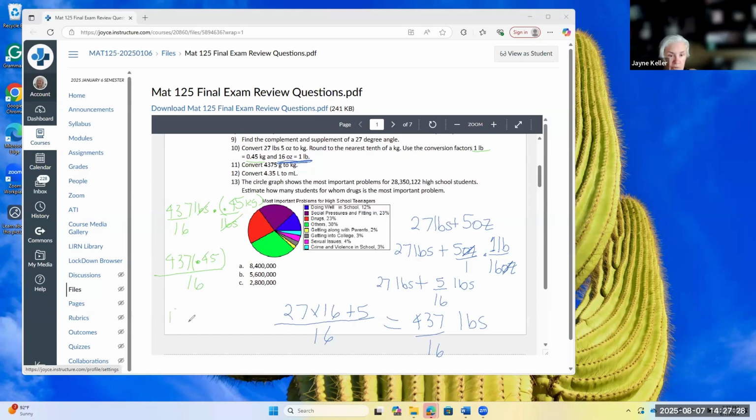And I get 12.290625, and it tells me to round to the nearest tenth of a kilogram, which means I'm going to keep 1 decimal point here. And since the digit to the right is 5 or greater, I'm going to round up to 12.3 kilograms. What questions do we have about that one?